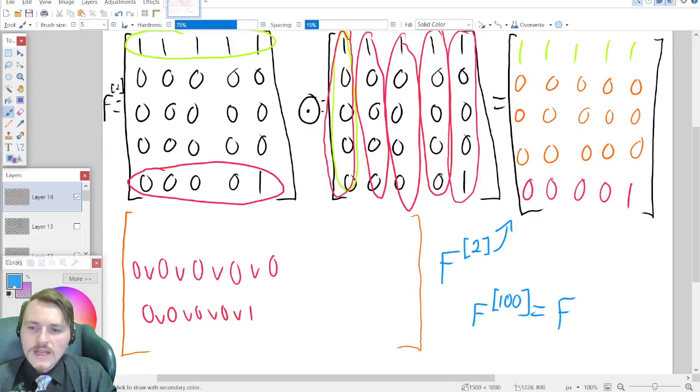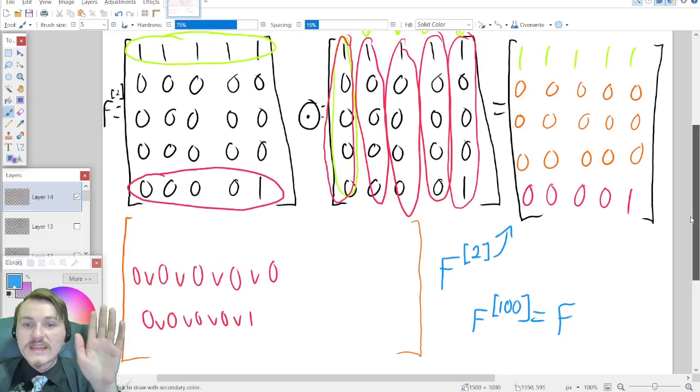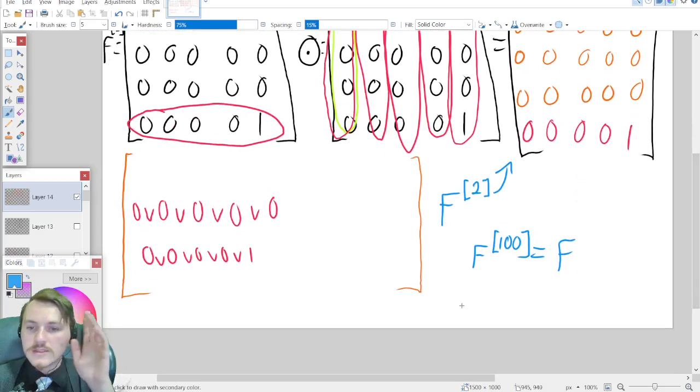We can generalize this specifically for the f matrix, not for all power matrices. This is not the case for all power matrices. This is just for f. This is just for this specific matrix. F to the n is equal to f where n is greater than 0.